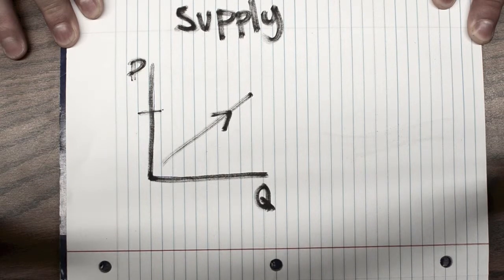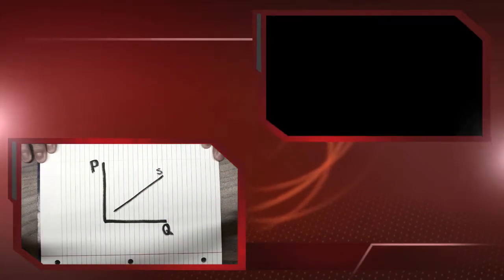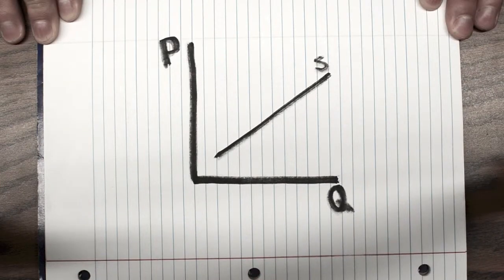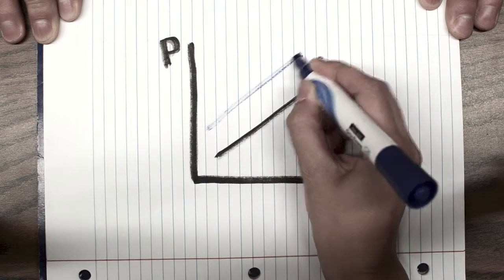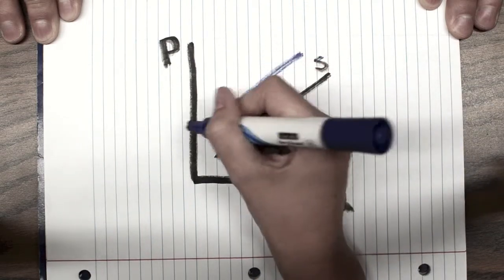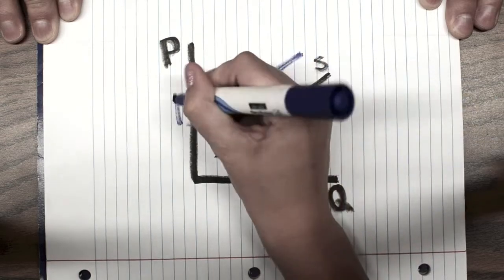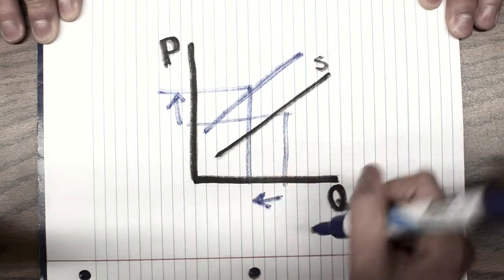The 6 shifters are prices of factors of production, returns from alternative activities, technology, seller expectations, natural events, and number of sellers. One of the supply shifters is prices of factors of production. Basically, when an increase in cost of production occurs, suppliers are less likely to supply at that particular price. So with an equilibrium quantity, price goes up, quantity supplied goes down.